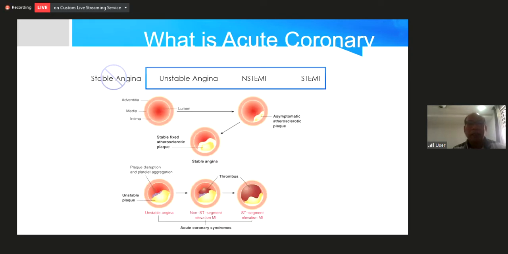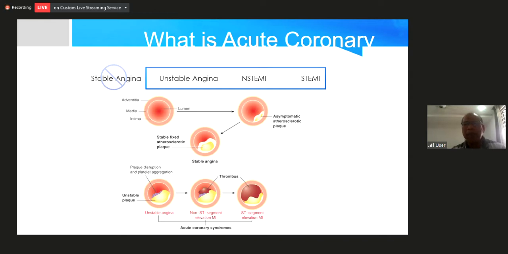Okay. It is very important for us to differentiate between stable angina and acute coronary syndrome. What is stable angina? What is acute coronary syndrome? They are two different diseases, two different pathologies, even though the clinical features are the same. Why do I say it is the same? Because whether you have stable angina, unstable angina, STEMI, or acute coronary syndrome, both present with chest pain. But the pathophysiology is different.